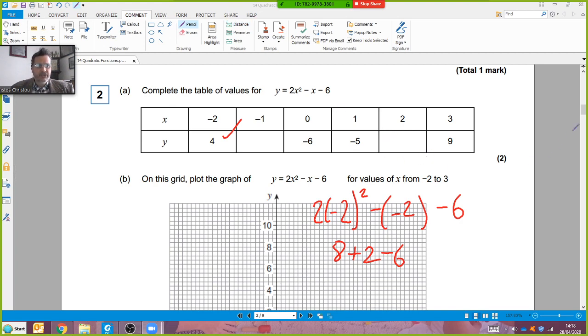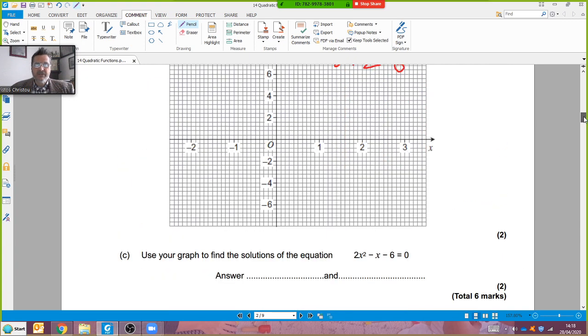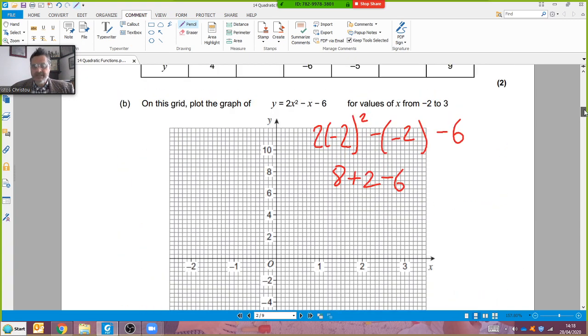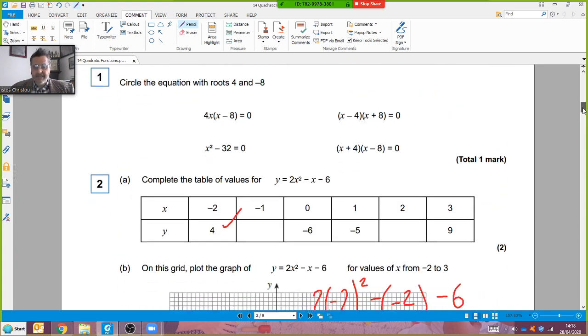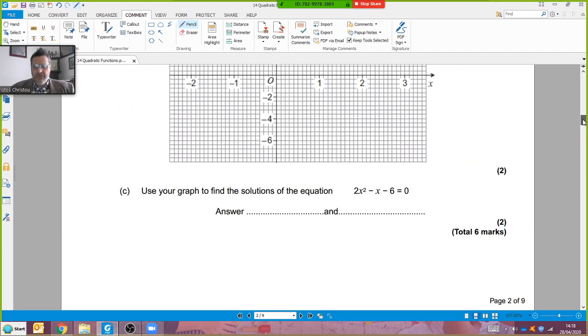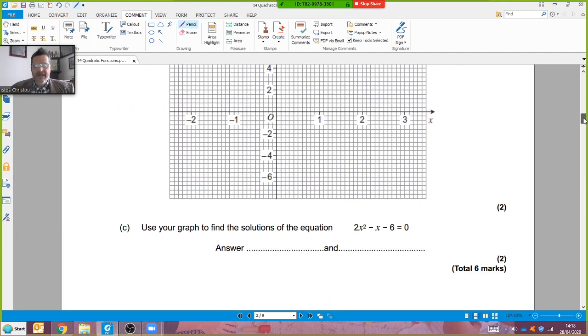Right, so that's question 2, and that's really why I sent you that video on how to plot a quadratic graph from scratch from many years ago. Then it asks you a question, use your graph to find the solutions to that. Oh, that's the line y equals 0, isn't it? How do you do that little bit?